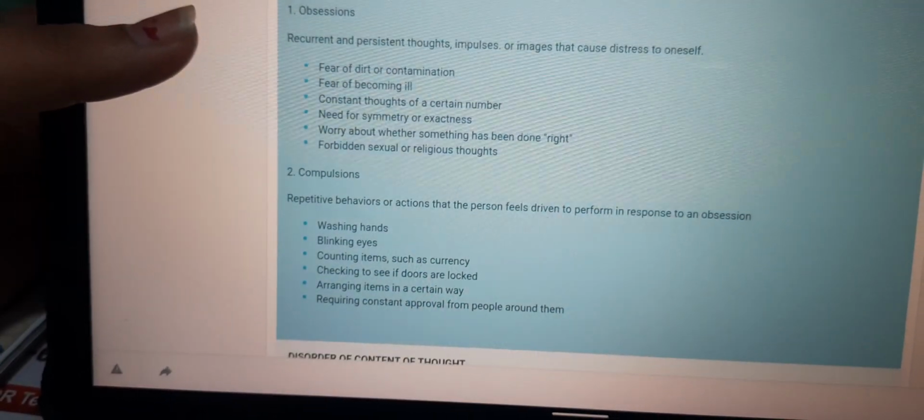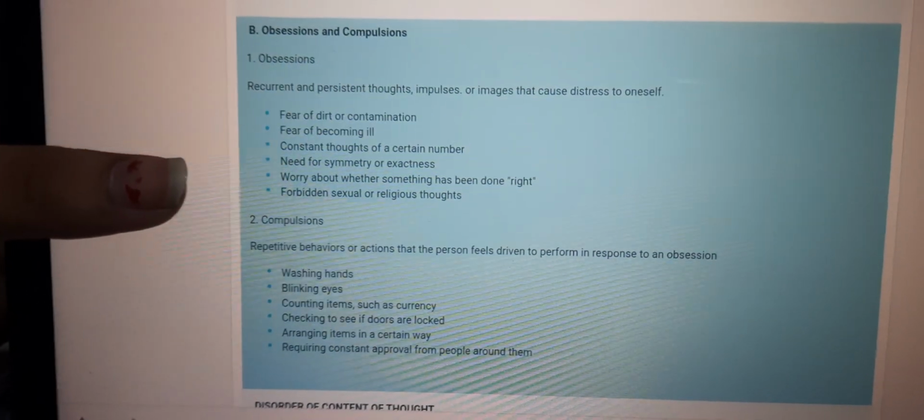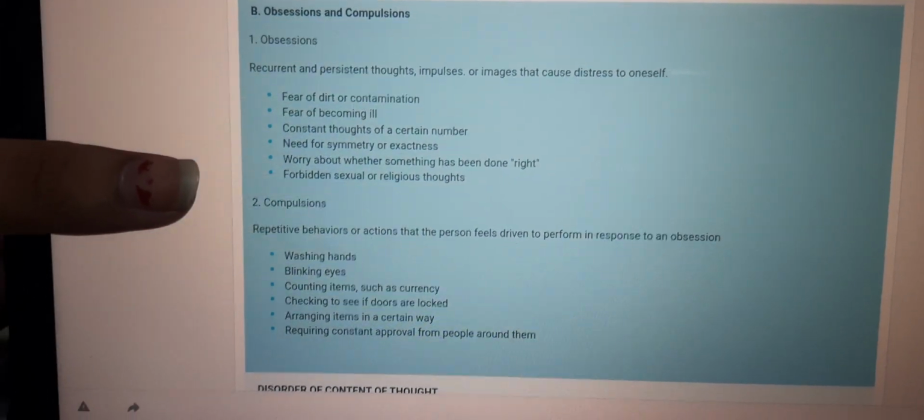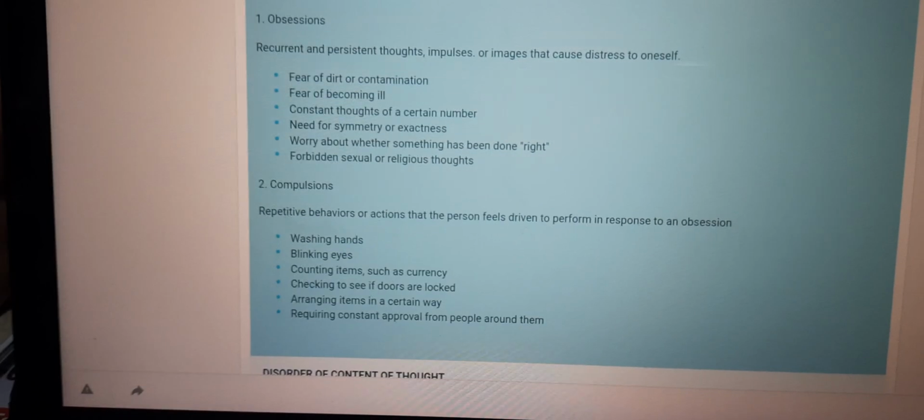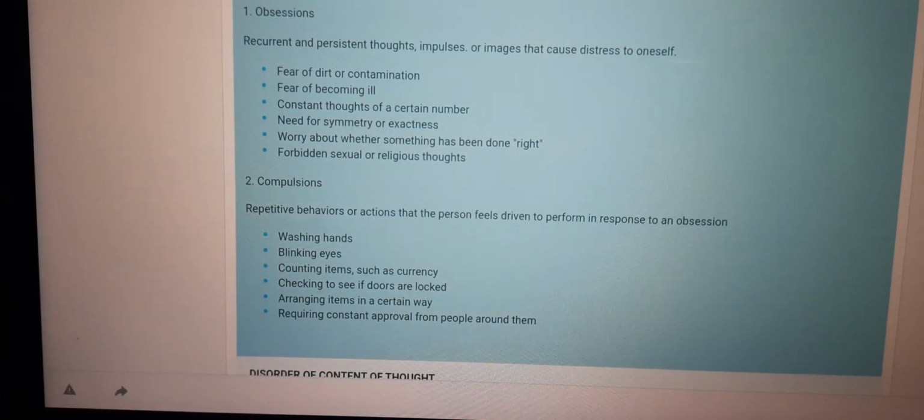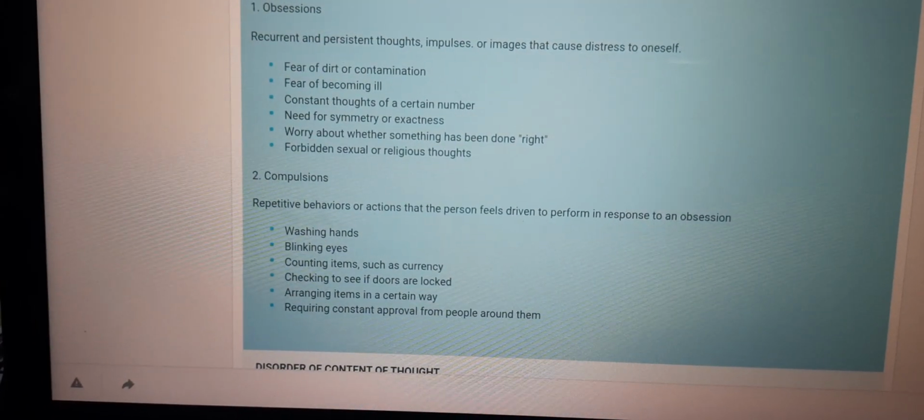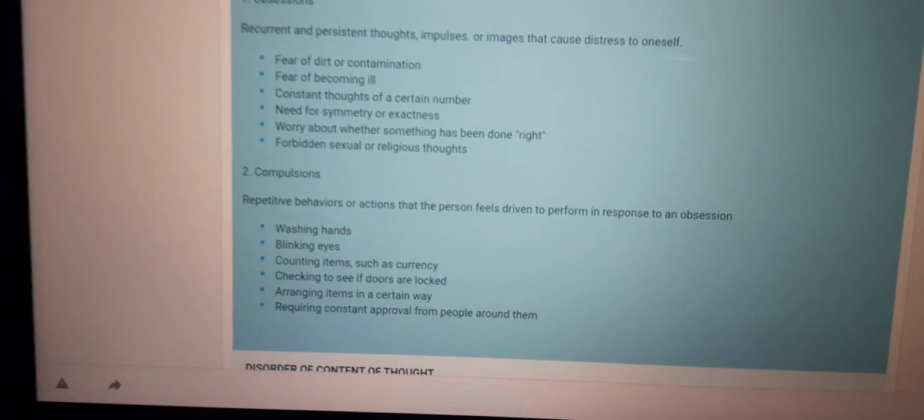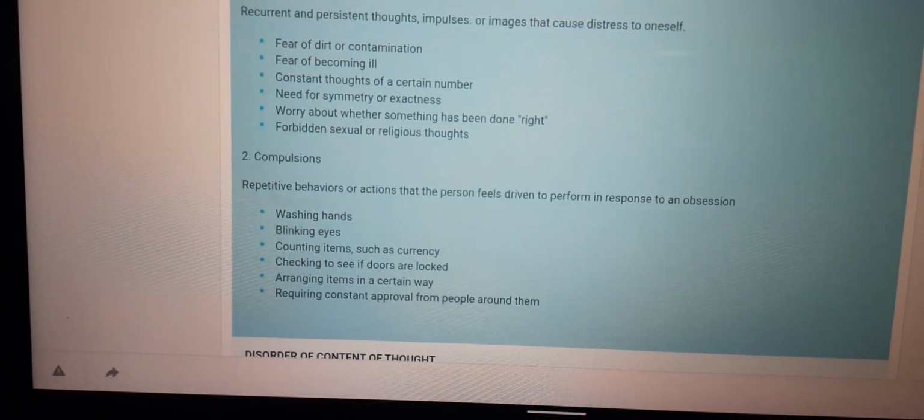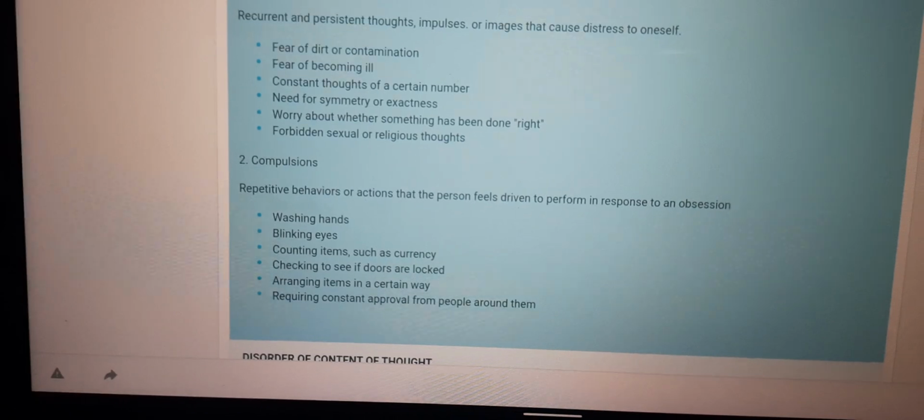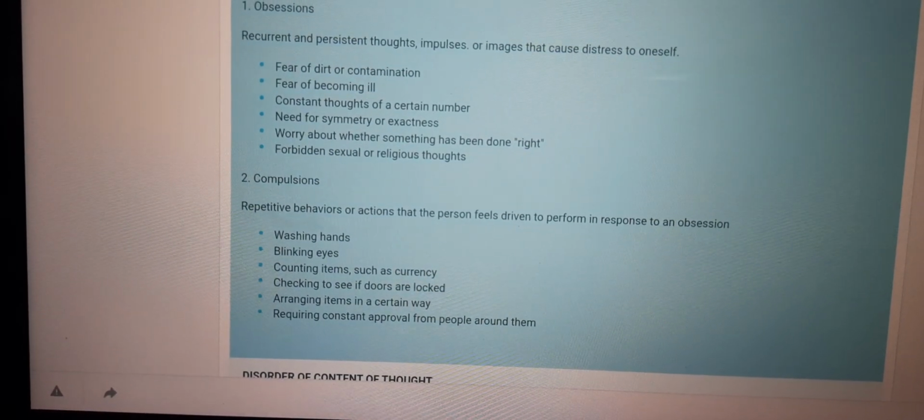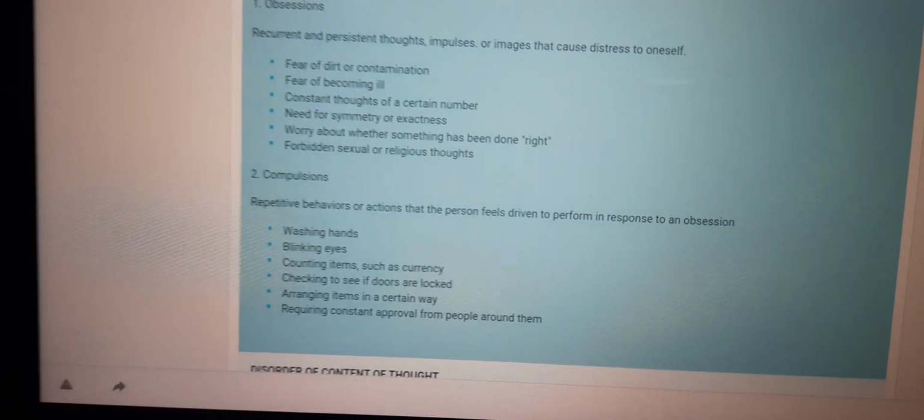In obsession, there are recurrent and persistent thoughts, impulses, or images that cause distress to oneself, that is, fear of dirt or contamination, fear of becoming ill, constant thoughts of a certain number, need for symmetry or exactness, worry about whether something has been done right, forbidden sexual or religious thoughts. These were some of the examples of obsessions.